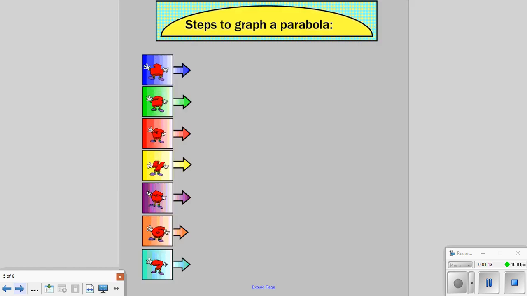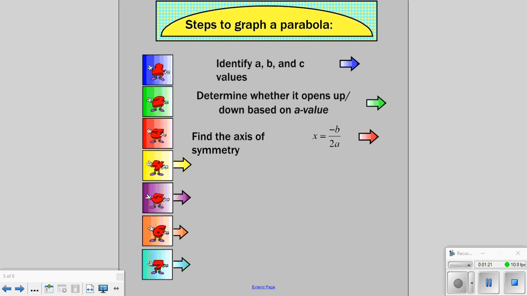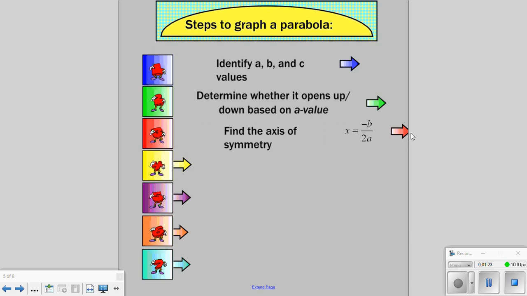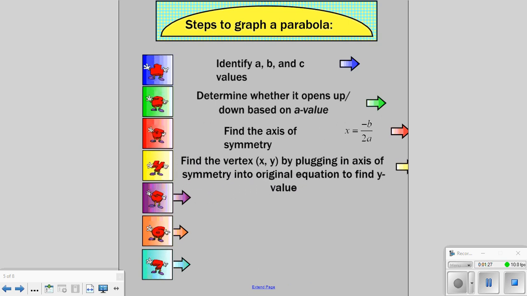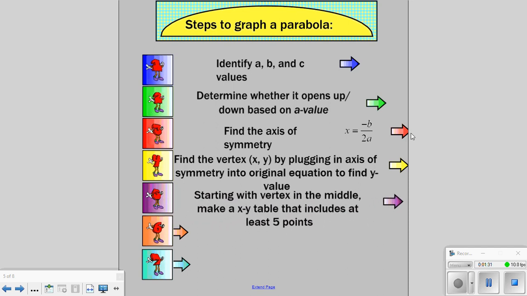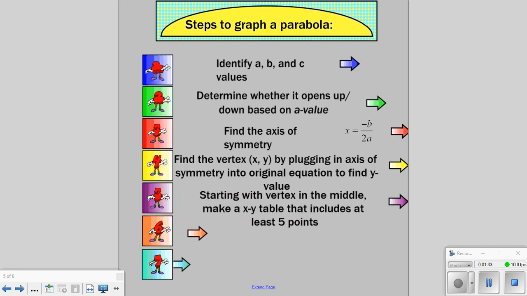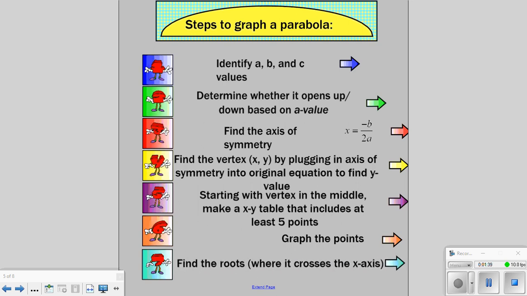Our steps to graphing a parabola, once again: identify our A, B's, and C's. Determine whether it opens up or down. Figure out our axis of symmetry, finding our vertex, and finding our roots.